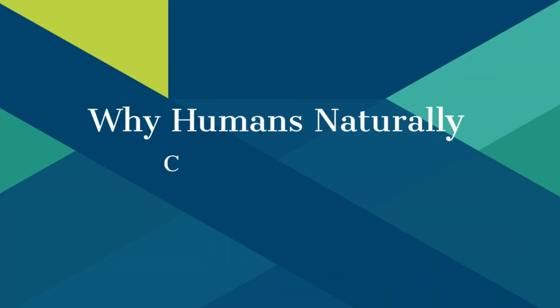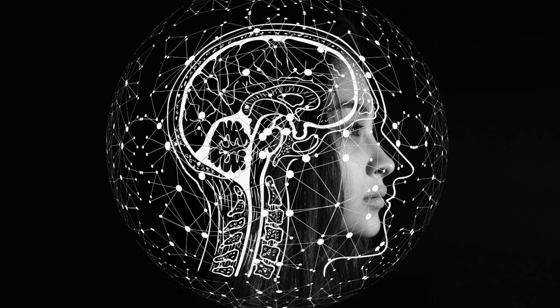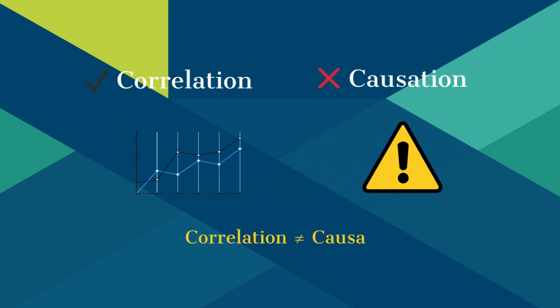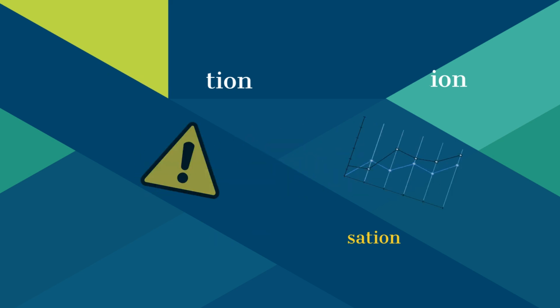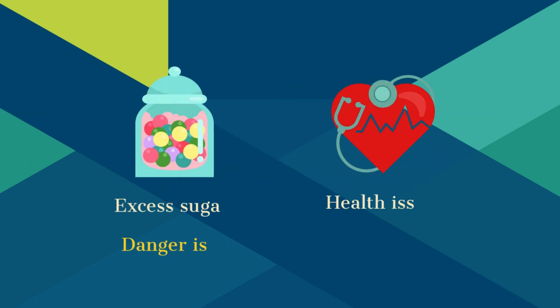So, if correlation is not causation, why do we so often confuse them? It is partly due to our brain's pattern-seeking nature, but also because many correlations do imply causation. The sun rising causes the day to begin. Eating too much sugar can cause health problems. The problem arises when we jump to conclusions without sufficient evidence.